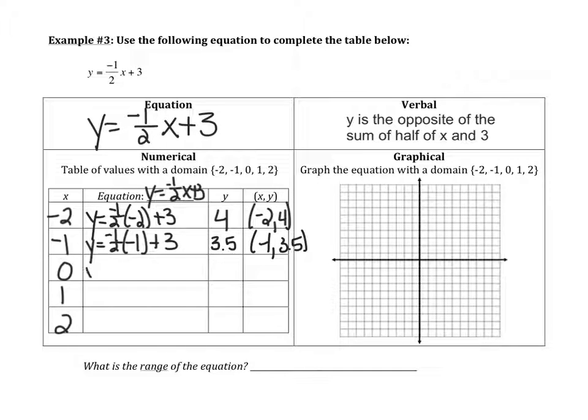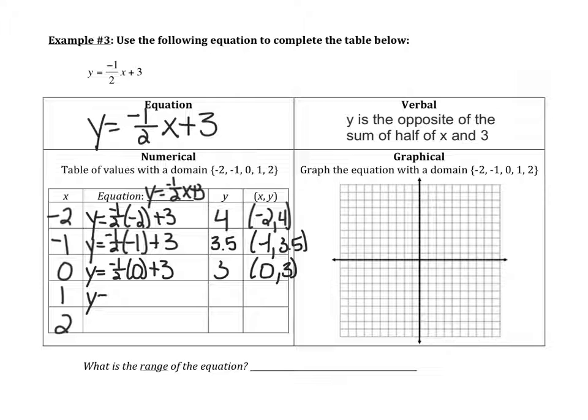Next, let's put 0 in. So we have y equals -1/2 times 0 plus 3. Well, half of 0 is 0, so -half of 0 is still going to be 0. Plus 3 is 3. And so my ordered pair will be 0, 3.